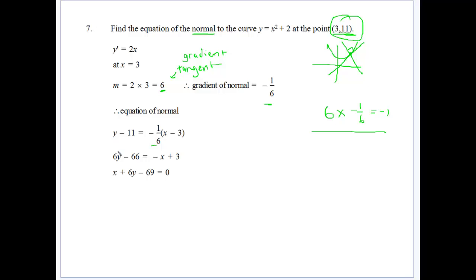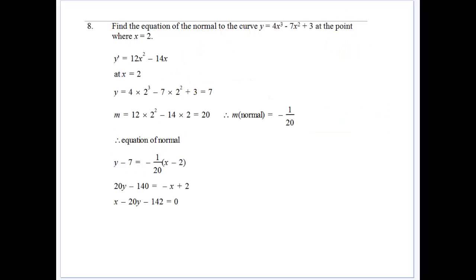So multiply through by 6, and multiply here by the minus 1, so that's where we get the minus x plus 3, and then add them on both sides, which gives us x plus 6y minus 69 equals 0. So the only thing we've got to do differently for the normal is get the gradient of our tangent and then take the negative reciprocal.